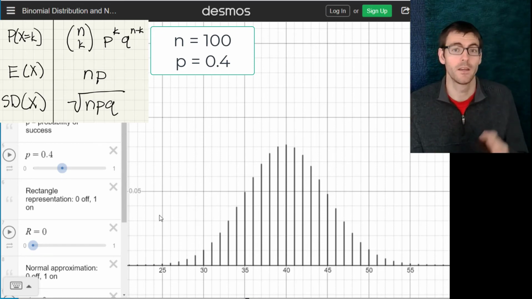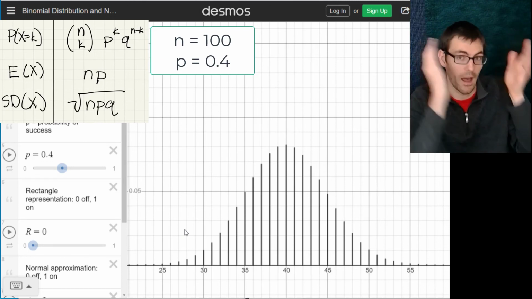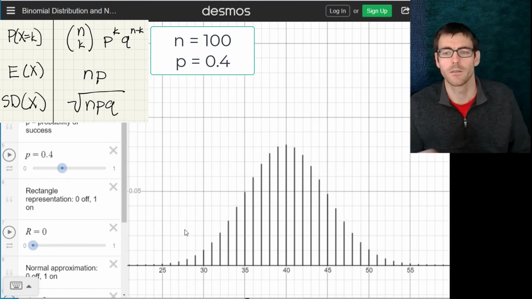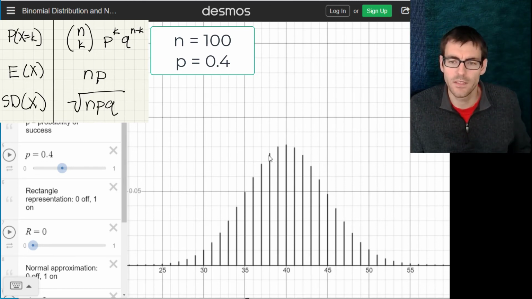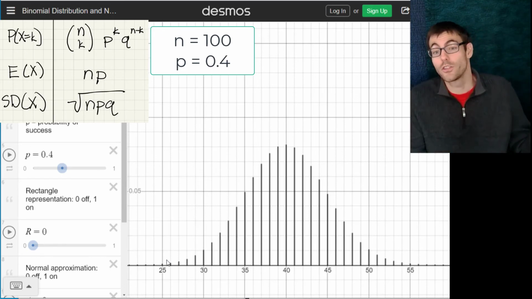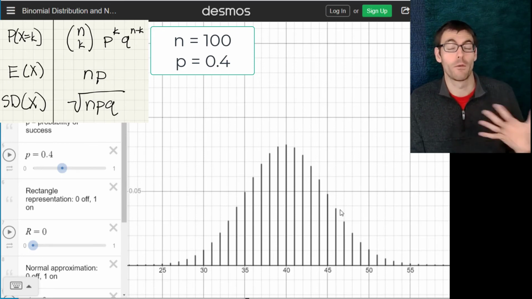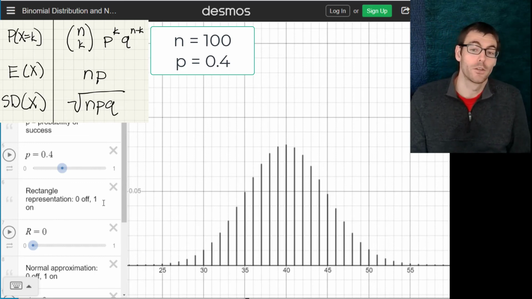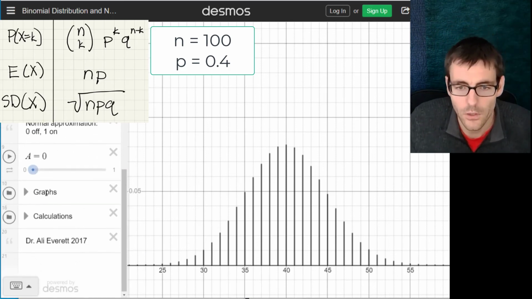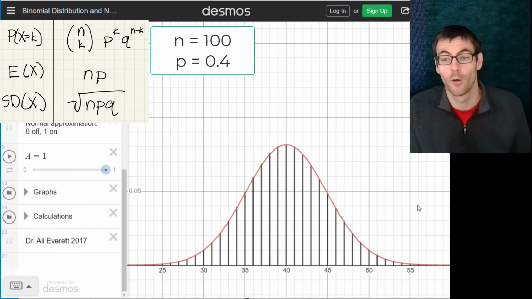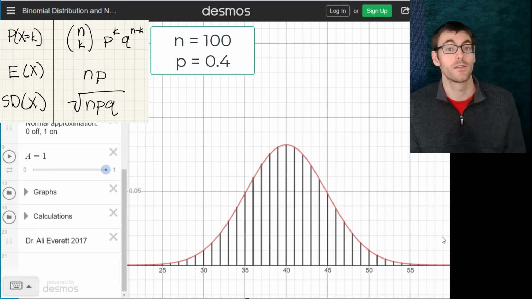We can't possibly make 2.7 shots. We're making either 2 or 3 shots. But this discrete distribution, when you start to deal with large sample sizes, so the larger n gets, the more this looks like a normal model. And hopefully this picture looks pretty similar. I think I can even turn on an actual normal model, and we can see how closely this follows.